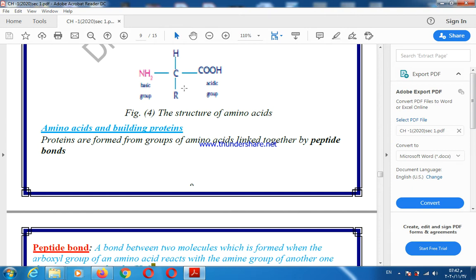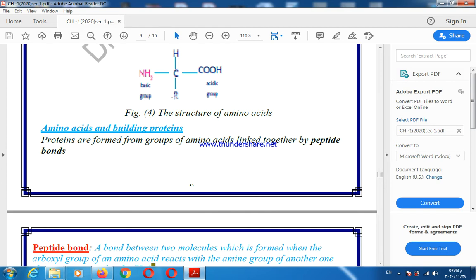Again, we will repeat the structure of the amino acid. One carbon in the center. We have 2 functional groups which are carboxyl and amino. Carboxyl is an acidic group while amino is a basic group. But the difference between the amino acids is our terminal group, or alkyl group.